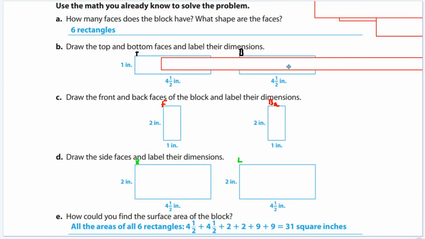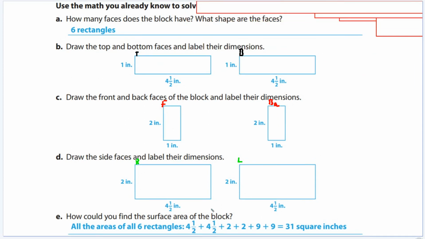Okay, so they did 4.5 plus 4.5 plus 2 plus 2 plus 9 plus 9 equals 31 square inches. How'd they get 4.5? 1 times 4.5, the area here is 4.5 inches squared. Don't forget inches squared. You multiply in 2 units, right? 2 times 1, 2 inches squared. And then 2 times 4.5 gives us 9 inches squared. And then 9 inches squared.